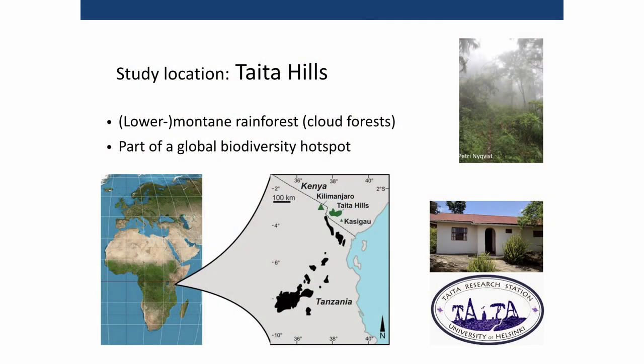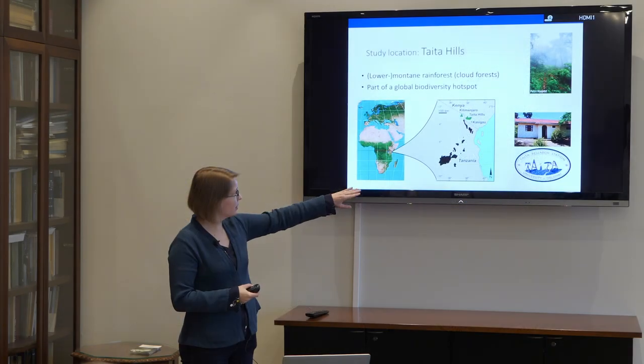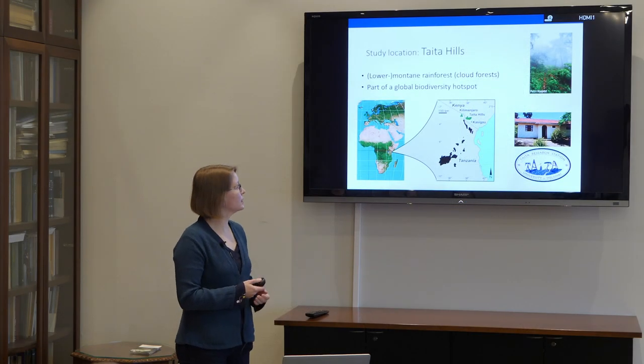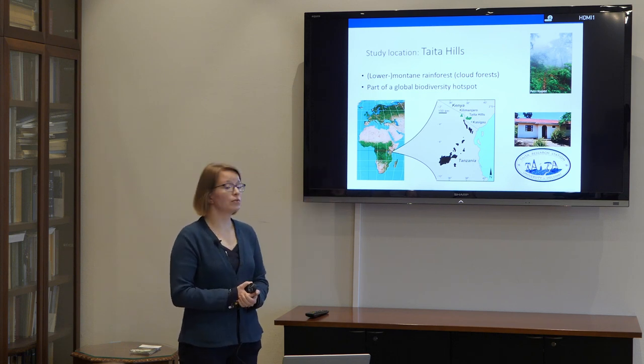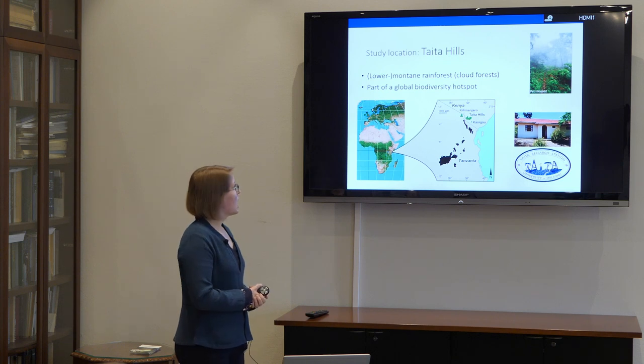And this is what I'm currently working with. So we have a few very nice study locations. In East Africa, there's Taita Hills and Mount Kasigao on the Kenyan side, and then Mount Kilimanjaro in Tanzania. And in Taita Hills, we have worked in these montane rainforests, so cloud forests, and they are actually also part of this global biodiversity hotspot.